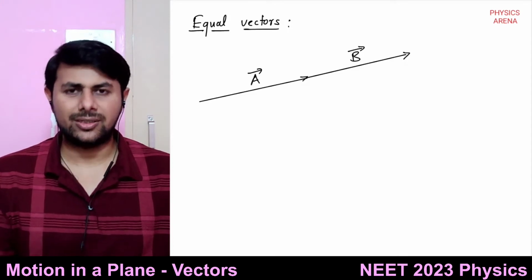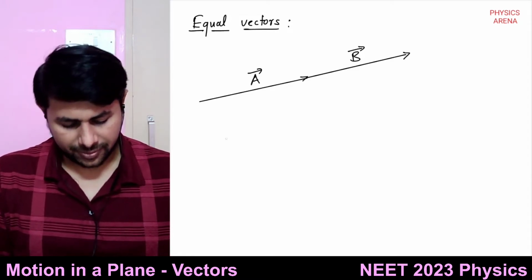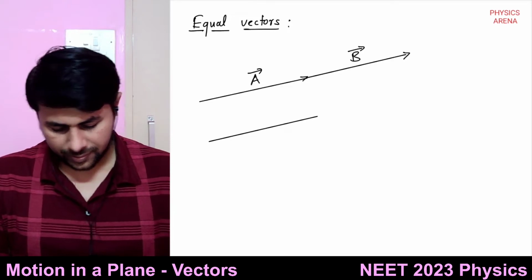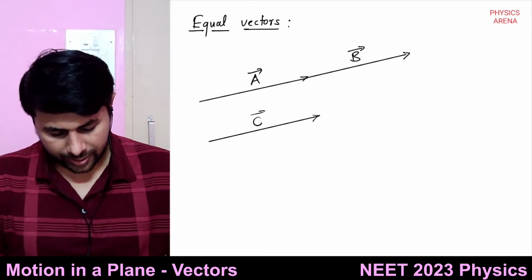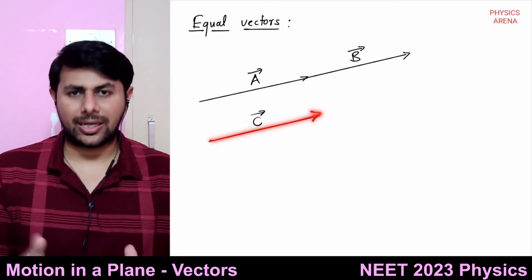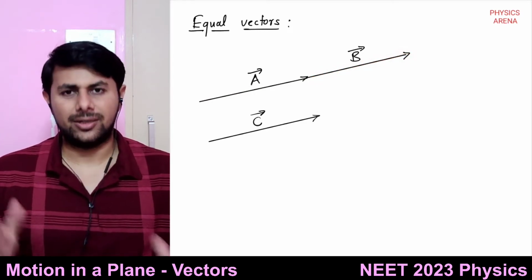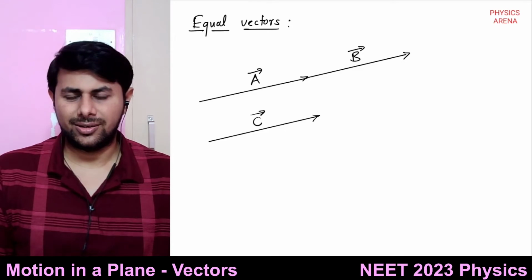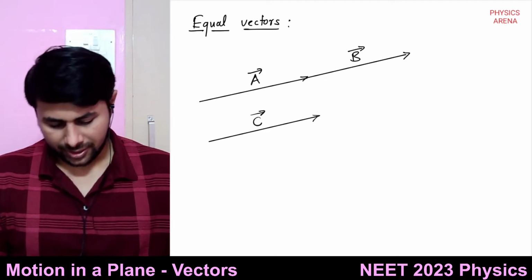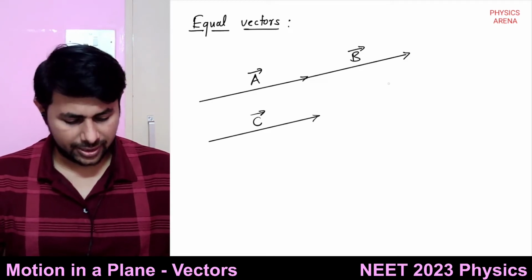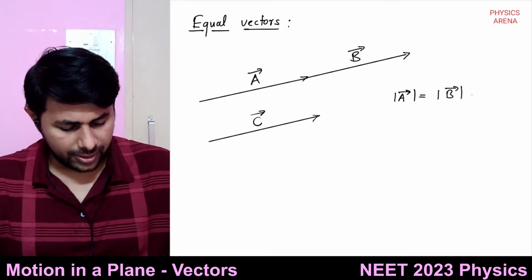This is one possibility, that they are directed along the same straight line, or you can draw them parallel to each other. If I draw a vector like this, suppose this is C bar. The C bar has a magnitude equal to A bar and also B bar. So C bar is equal to A bar and also B bar. Equal vectors can be along the same straight line or they can be parallel to each other. If vectors have the same magnitude and are directed in the same direction, then we call them equal vectors.